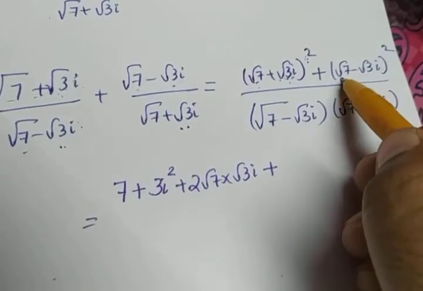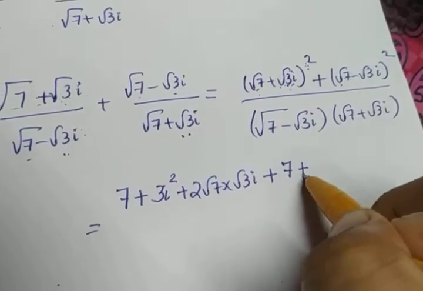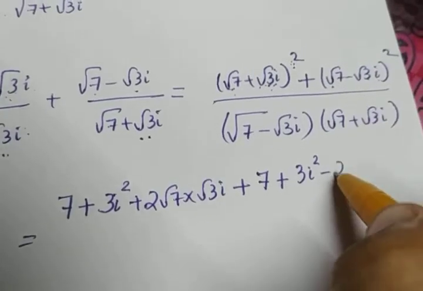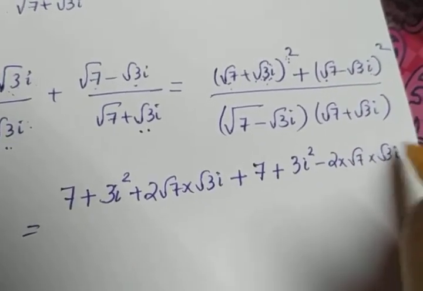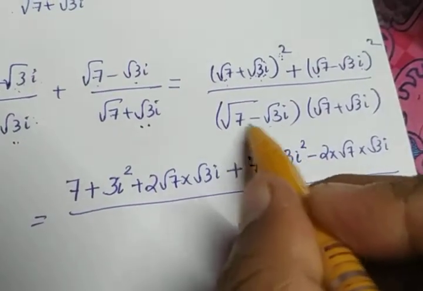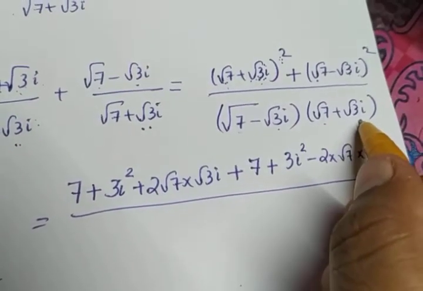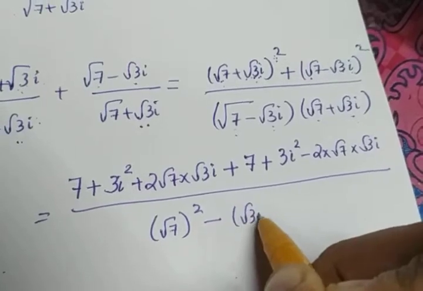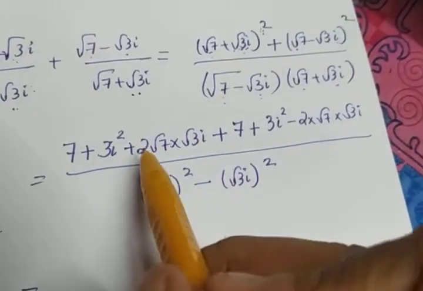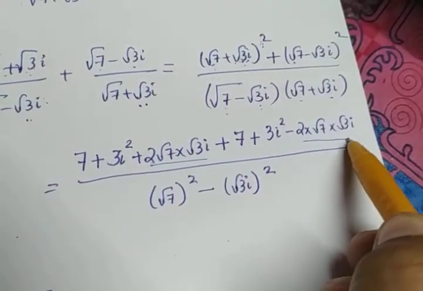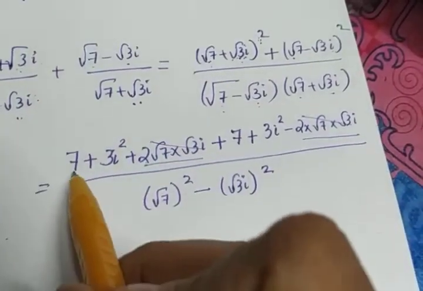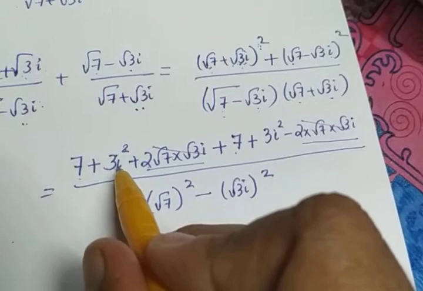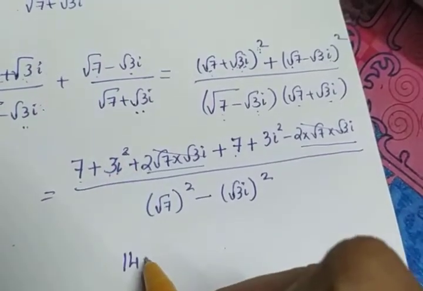Plus here also, z1 square gives you 7, plus (√3i) the whole square gives you 3i square, minus 2 into √7 into √3i, whole divided by the denominator, which is of the form (z1 − z2) into (z1 + z2), that is (a − b) into (a + b) form. So we are getting a square, that is √7 square minus (√3i) the whole square. The 2√7√3i and minus 2√7√3i get cancelled. 7 plus 7 gives you 14. What is this i square? Negative 1, isn't it? So negative 1 into 3 gives you minus 3.